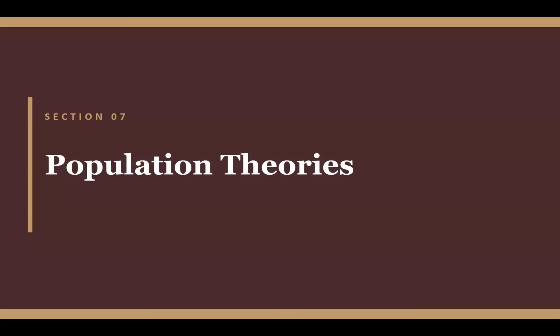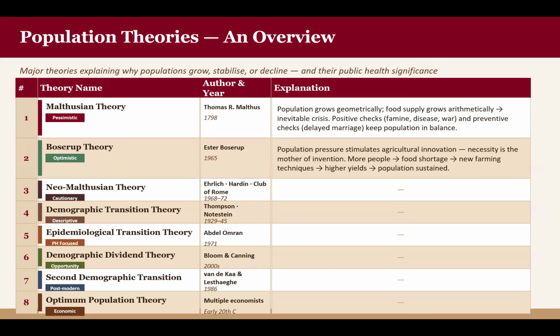So now we come to population theories. There are some theories, and I will be discussing some of them. These are major theories explaining why populations grow, stabilize, or decline, and their public health significance. First of all, we have Malthusian theory, which was given by Thomas R. Malthus in 1798. Then we have Boserup theory, which was given by Ester Boserup in 1965.